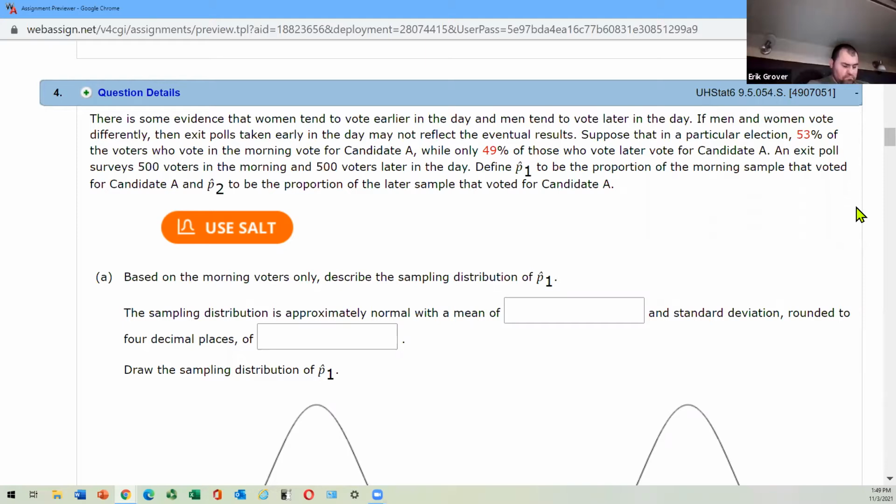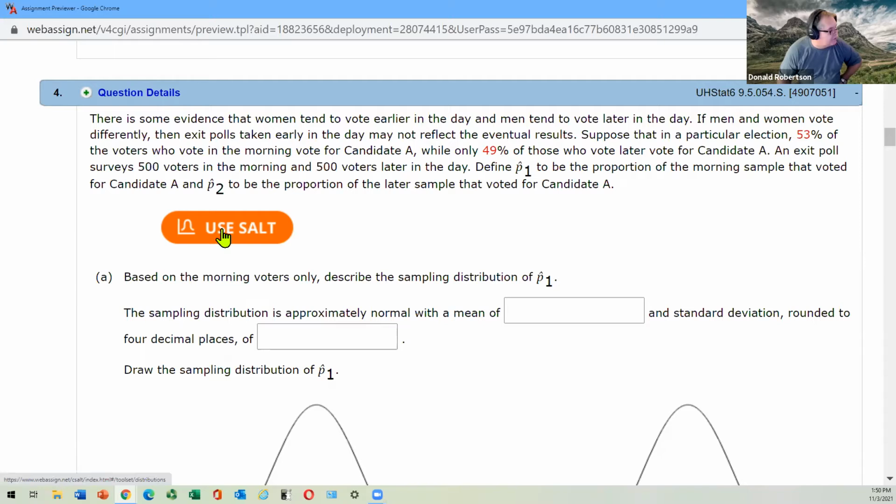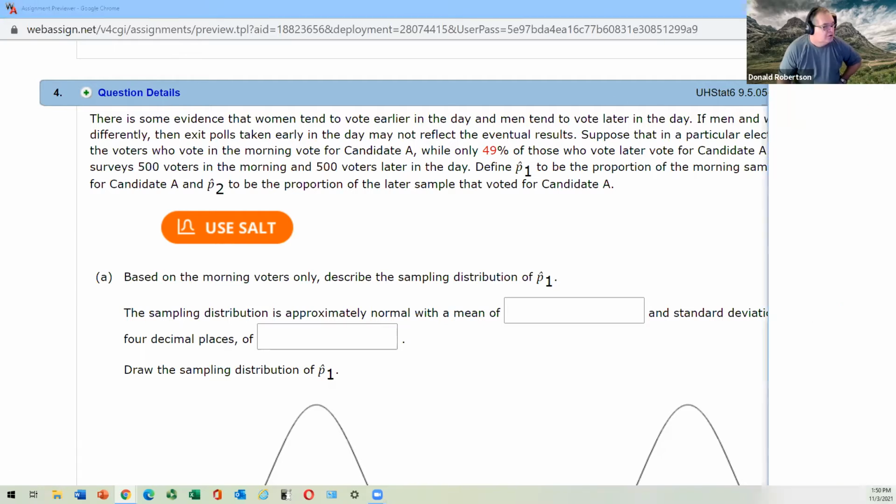Now I need the data to be in that format. So 53% is no good for SALT. It doesn't want to know that. 0.53, although it's better, it still doesn't want to know that. The way SALT works is you have to say how many people out of how many. So 53% out of 500 became 265 out of 500, and that's what I'm going to use. So I'm now going to click on the SALT button, and I'm going to bring this guy over to here.